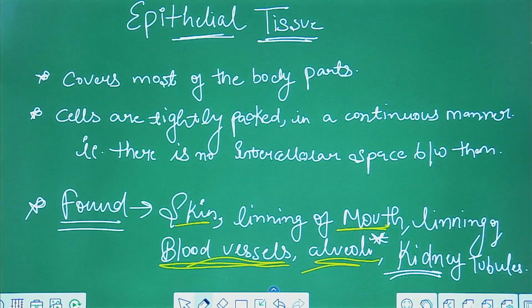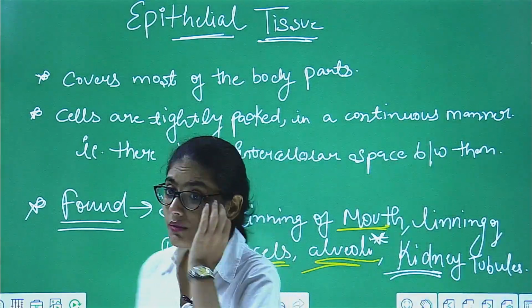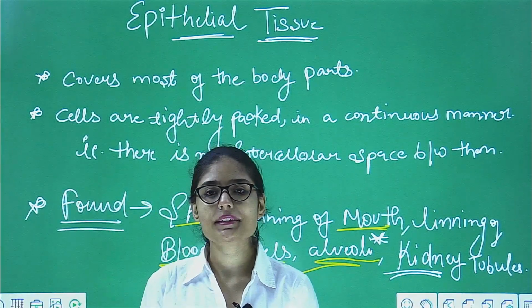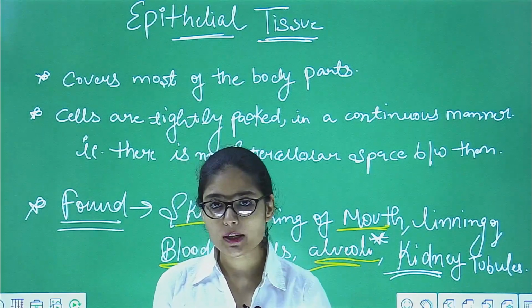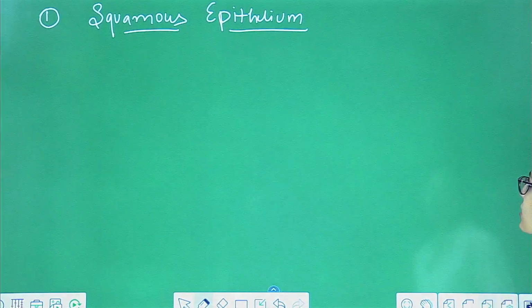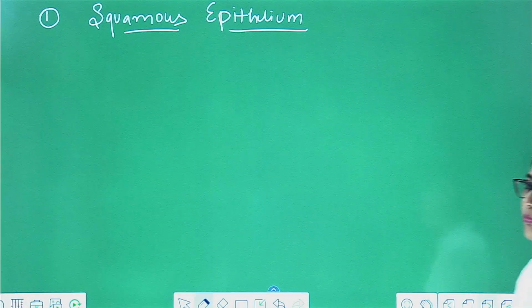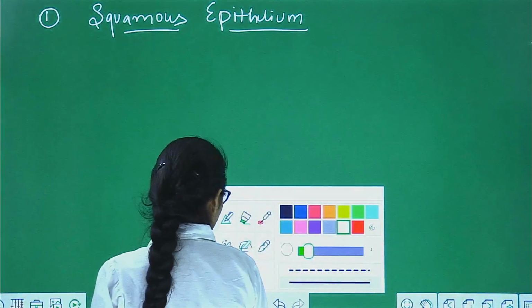Okay, so now on the basis of the shape of the cell, this epithelial tissue is further divided. Okay, on the basis of the shape. So the first one is the squamous epithelium. Now it is also known as pavement epithelium.